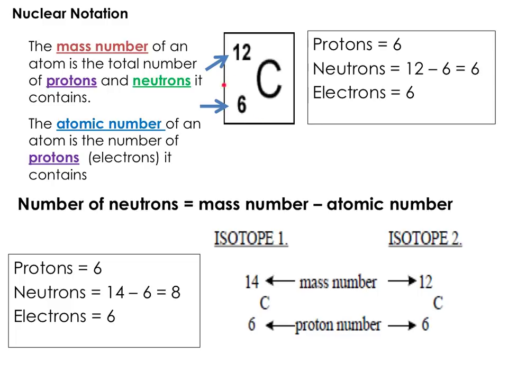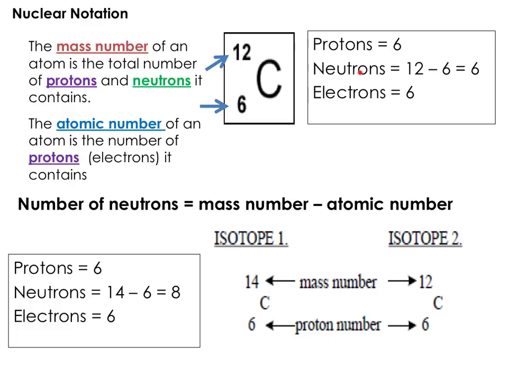The bottom number, 6, here is the atomic number of an atom, and that's the number of protons, which for all atoms is the same as the number of electrons. You are expected to be able to use this to work out the number of protons, neutrons, and electrons within that atom. Because this number at the bottom is 6, that tells us we've got 6 protons.